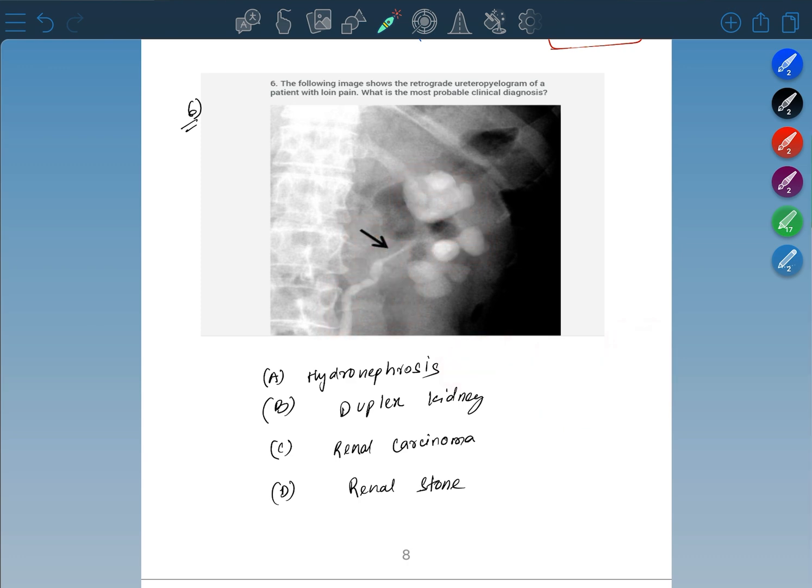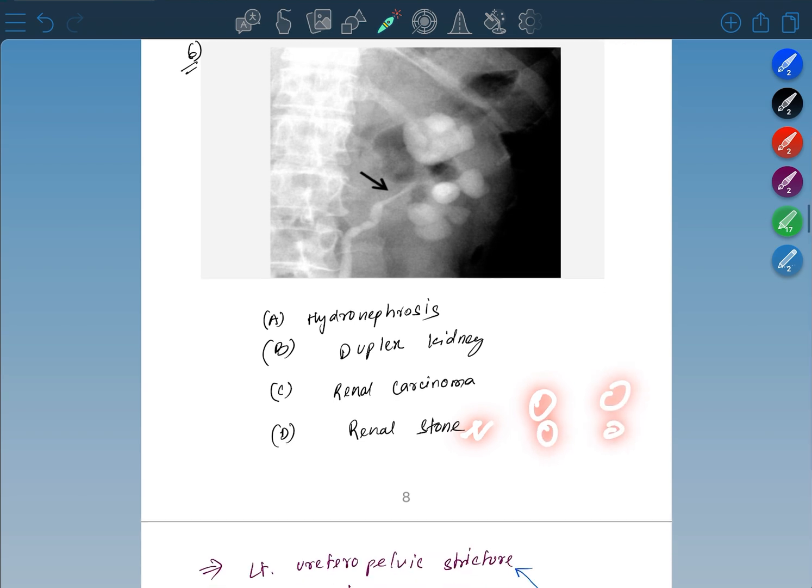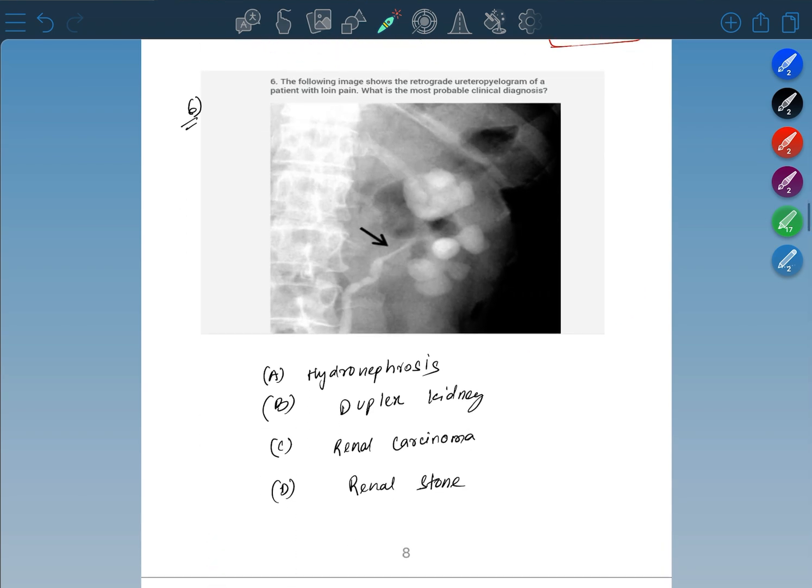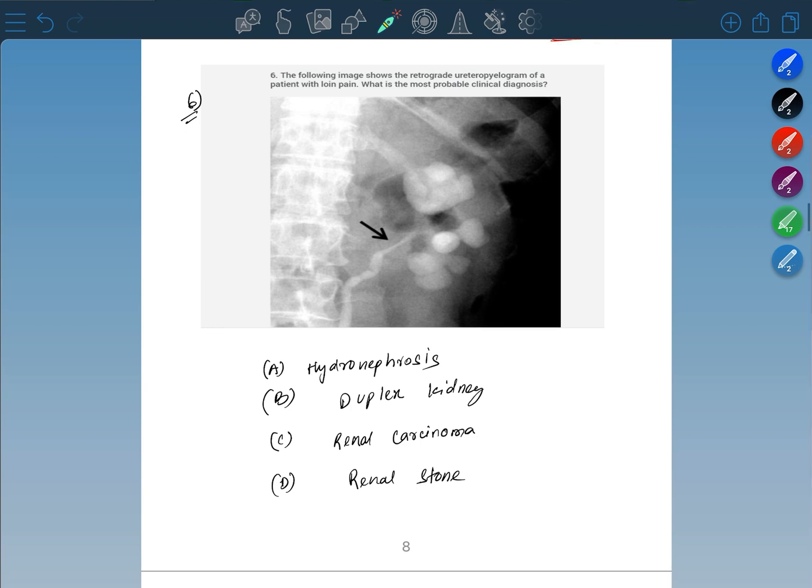Also, if you had no idea about this, how would you answer? Duplex kidney? No. Duplex kidney will show the drooping lily sign, which is from two ureters. Renal carcinoma, no. And renal stone, no. Renal stones I showed you, they would be like this. Sorry, beg your pardon. Renal stones are different, we will learn about them. So this is the answer.